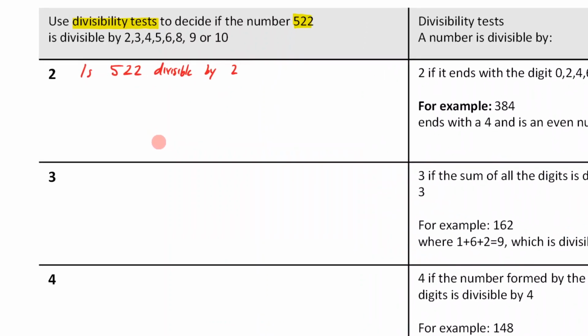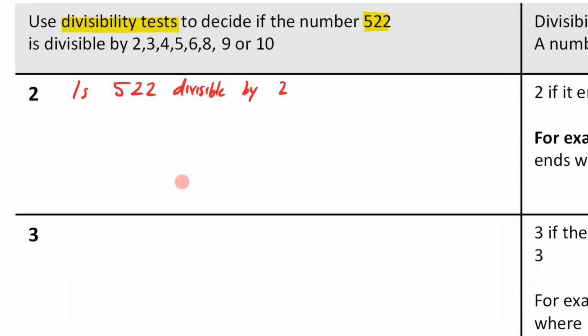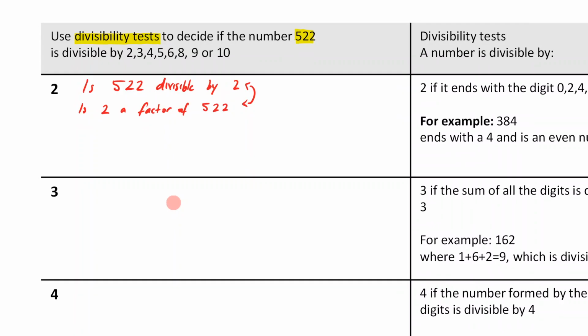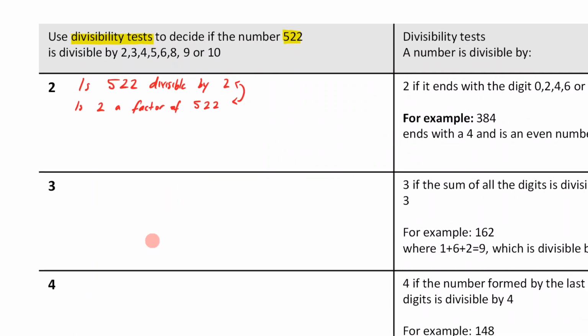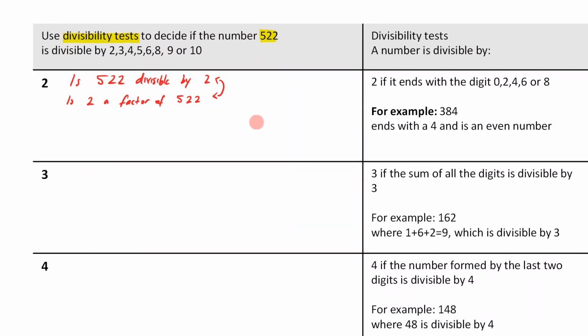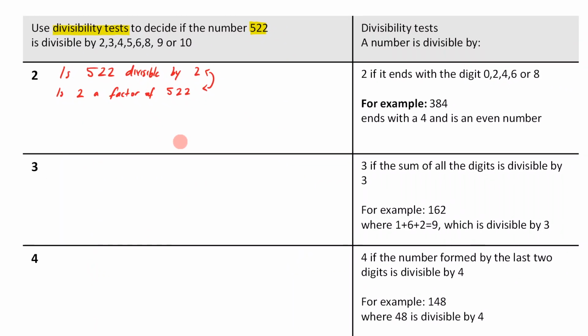Another way of saying the same thing is saying, is 2 a factor of 522? Both of these statements are saying the same thing. In other words, can I put 2 into 522 and get no remainders out? That's what it's saying. So you just have to be comfortable with this idea that divisibility tests is the same thing as finding out whether something is a factor of something else. I know there's a lot of words there, but you just need to be aware of that relationship.